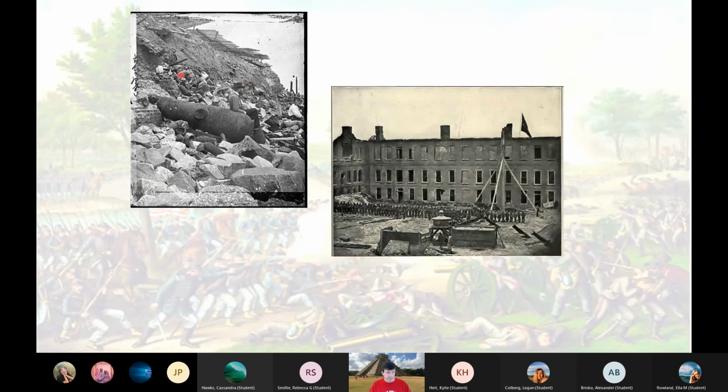Here is Sumter after the battle. Here's Sumter after it was taken.